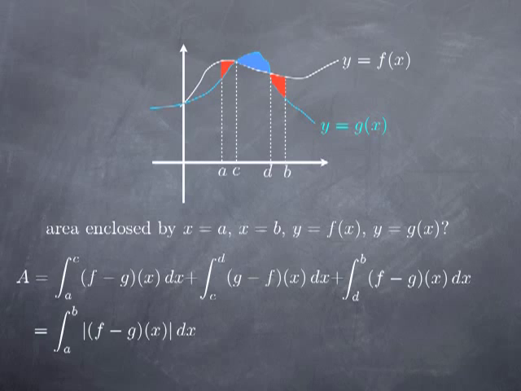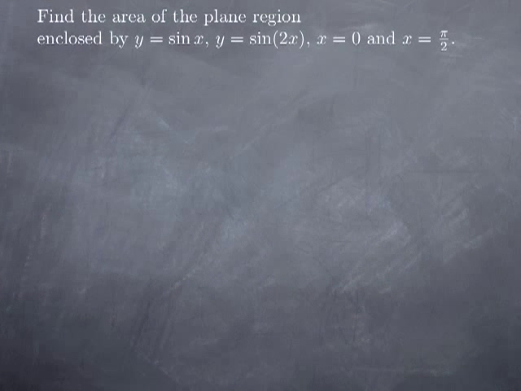So for instance, if we look at this exercise where we want to find the area of the plane region enclosed by the two curves y equals sine x and y equals sine 2x over the interval for x ranging from 0 to pi over 2. So we have these two vertical lines, x equals 0, x equals pi over 2. As usual, the first thing we're going to do is sketch the graph. Well, first, according to what we just have seen, we know that the area could be expressed as the integral from 0 to pi over 2 of the absolute value of the difference of the two functions.